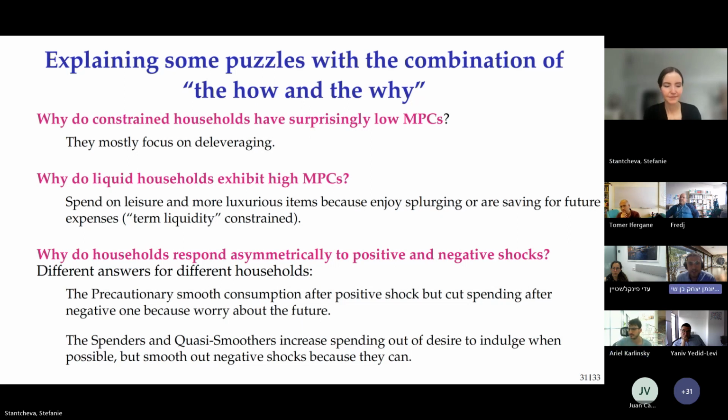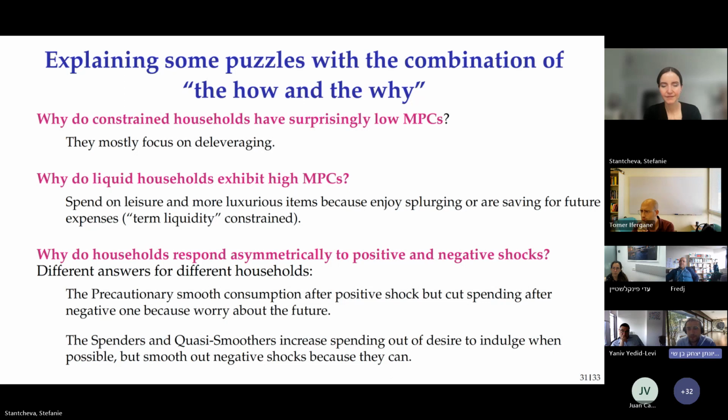Thank you for your question, Ariel. We have another question from Fred Jawadi. Yeah, thank you. I have a small question about gender. If we look at the different groups, for example, people that you call the spenders, in this group do we have more women or more men?